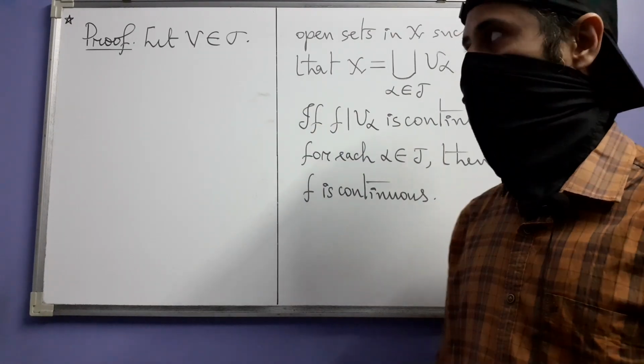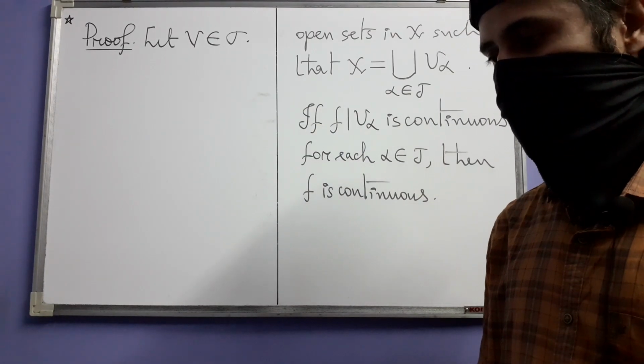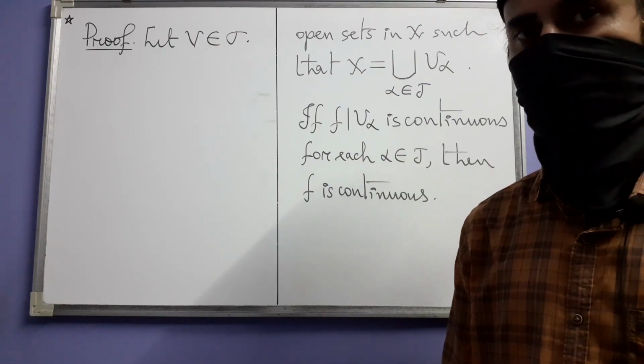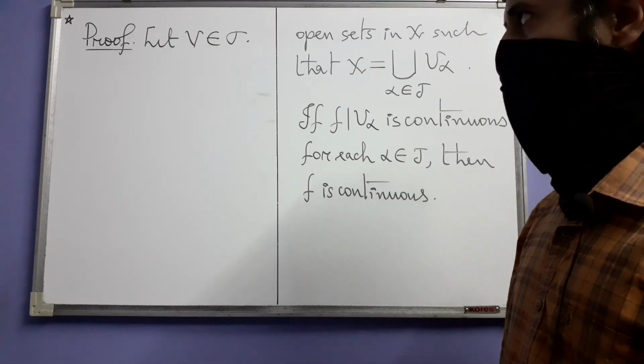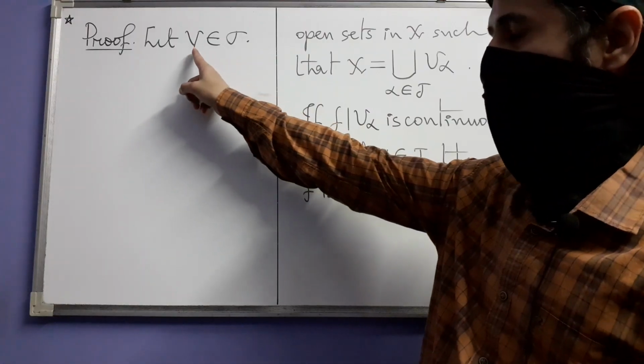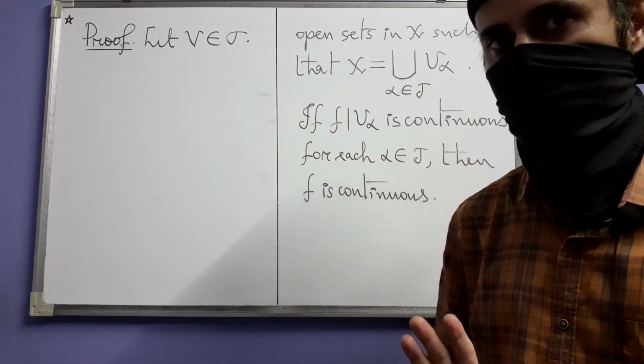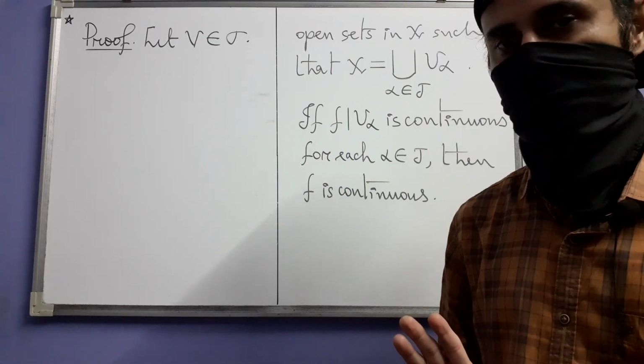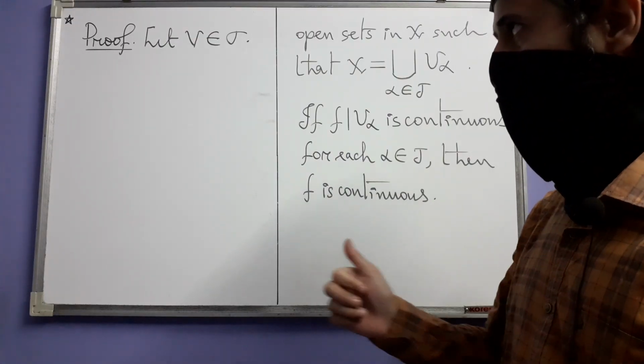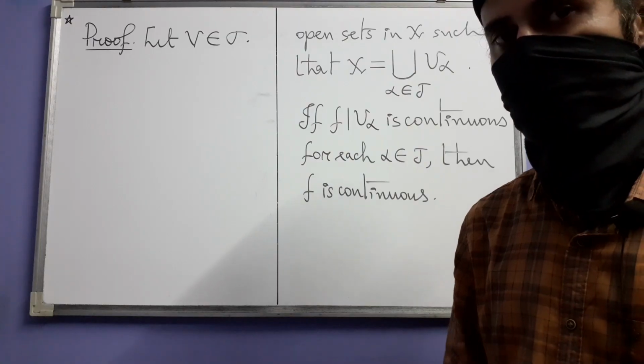So we have to prove that the function f is continuous, whose range is the space Y. So we start naturally the proof by considering an open set V in Y. That means V comes from the topology sigma. Now what is it that we have to show? We have to show that f inverse of V belongs to tau.